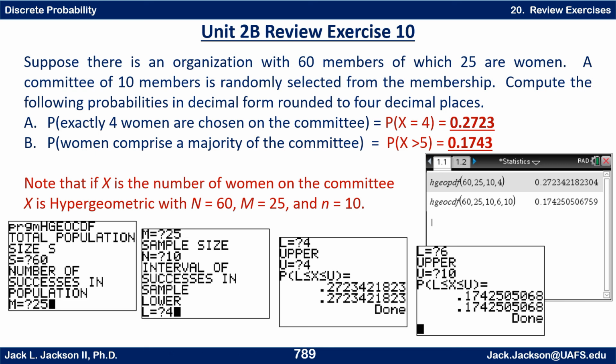So the probability that x equals 4 is just going to be, well, it's a PDF, but we can do it from the CDF program. So again, the population size is 60. The number of successes in the population is 25. Sample size is 10. And we will go lower to upper. We're going to go with exactly 4. So it'll be 4 for lower, 4 for upper. That's 0.2723. That's what I got up here.